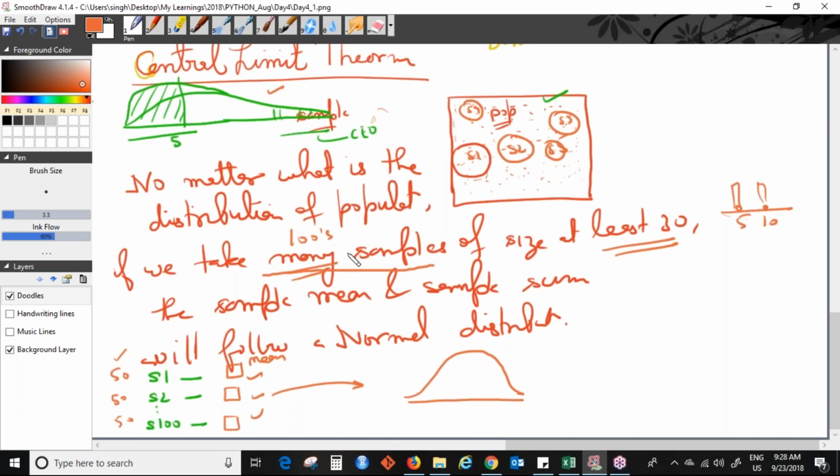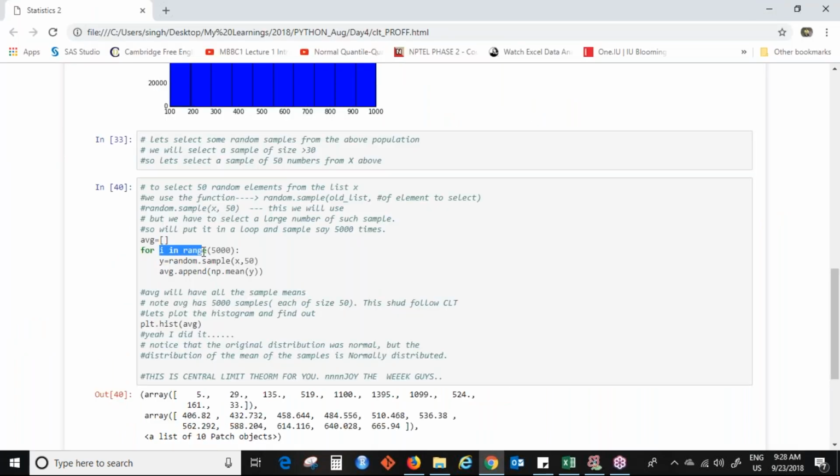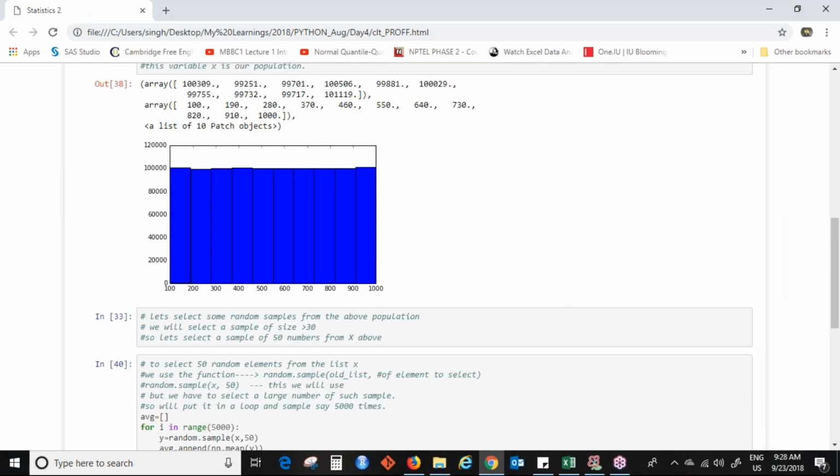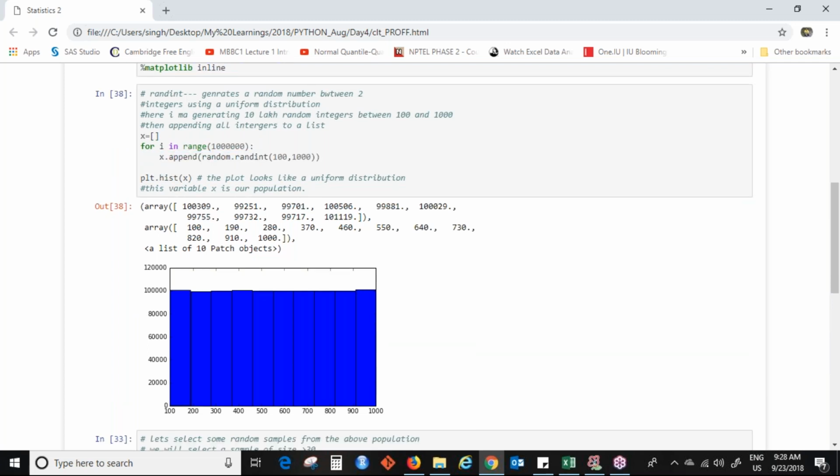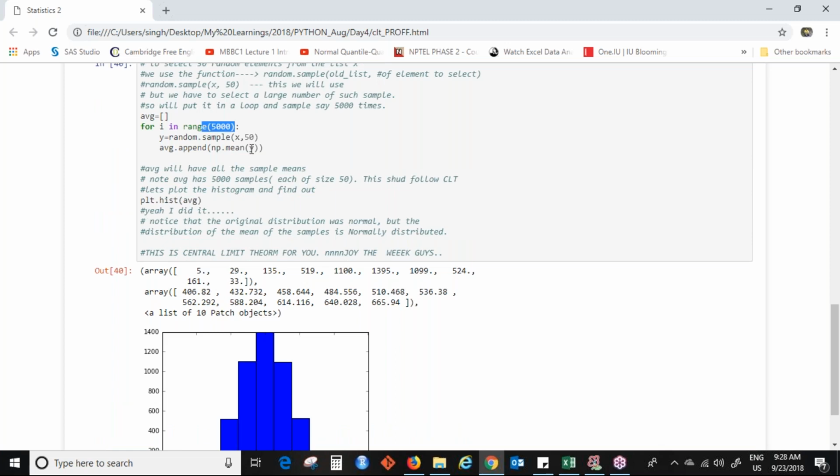You will not be able to plot a histogram using just one number. How will you find out whether it is normally distributed or not? So you will have to take many samples. Here, what I have done is I'm taking 5,000 samples from the population. x has those numbers, so from x I am taking 5,000 different samples, and each sample is of size 50.